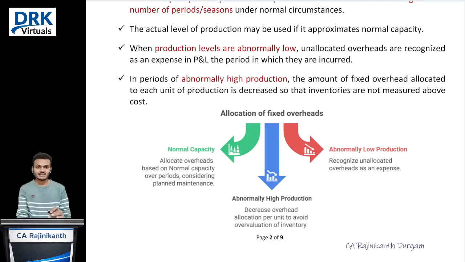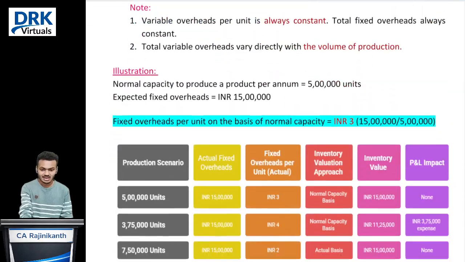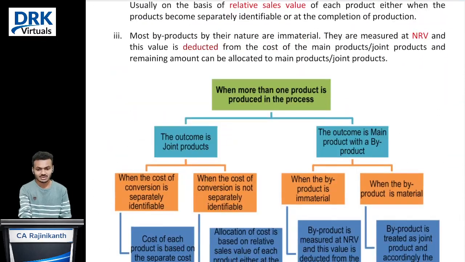For suppose, if our actual output is 7 lakh, normal capacity is 5 lakh. In this case, allocate the fixed cost on the basis of actual output. Fixed cost divided by actual output. You will get the per unit value. Allocate the same to the actual output. So this is what the standard is saying. Clear? And next one is, what is that?